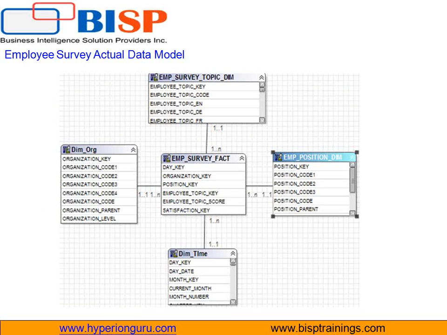So we did one POC for one of the major banks, and this major bank has been using business intelligence for the past 20 years.